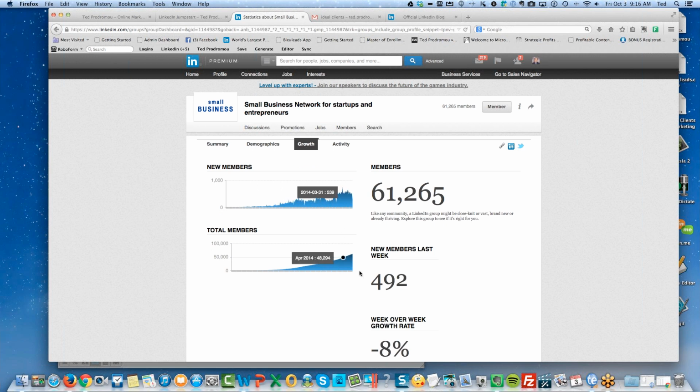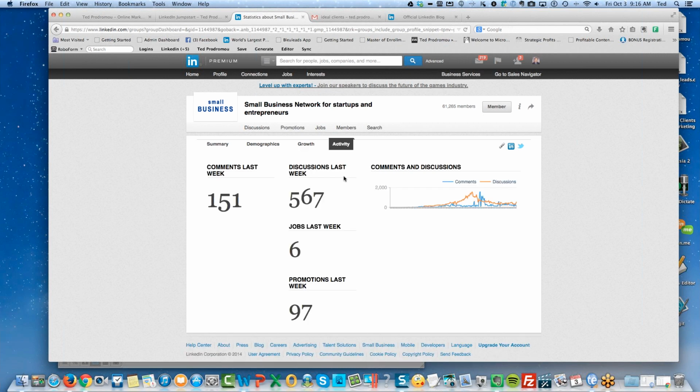Here's the growth. New members, almost 500 last week. So they're on a nice growth curve here. It's kind of flattened out per week, but it's growing. And then you look at activity. So there's 567 discussions last week. That's good. That means people are actually contributing. They're posting things and responding.